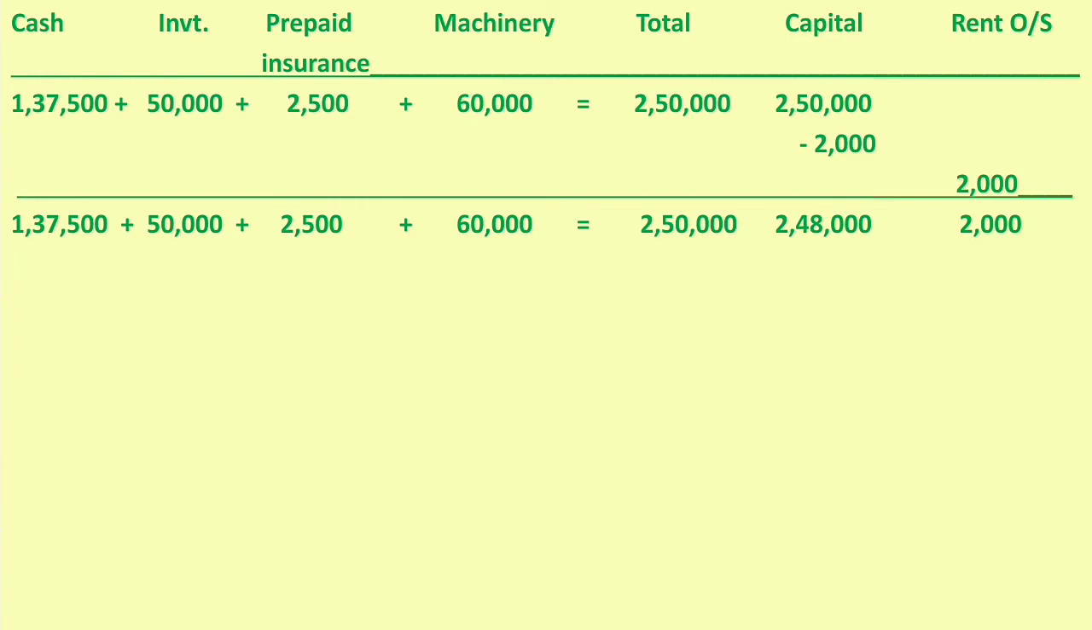Depreciation. Then what is depreciation? Depreciation is the decrease in the value of an asset due to passage of time, wear and tear, etc. It is the decrease in the value of an asset. So we can deduct the amount from the value of that asset. Here from the value of machinery. Then 1,000 from machinery. Minus 1,000 in machinery column.